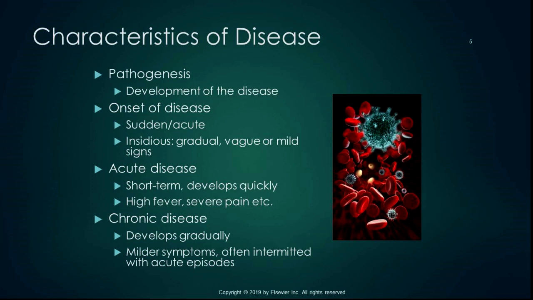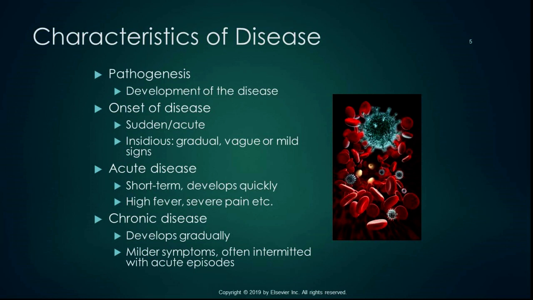as a myocardial infarction. So acute disease, a lot of times, is short-term and develops quickly, like a high fever or severe pain. The flu is an example of an acute disease that's short-term, so it has its course. It's not going to persist forever. It develops quickly, and it could have severe or mild symptoms, but a lot of times acute diseases have a little more severe ones.